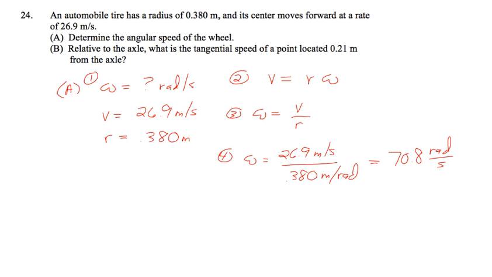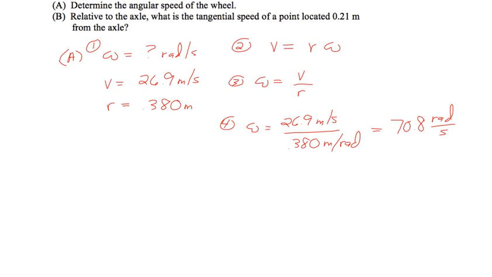And then in part B, it just says, well, find the tangential speed at a point located 0.21 meters from the axle. So that's not on the end. That's not where the wheel is touching the ground. It's somewhere inside of that. So it's going to have to be a number smaller than 26.9. So I can go right to the formula in part B. V equals R omega.